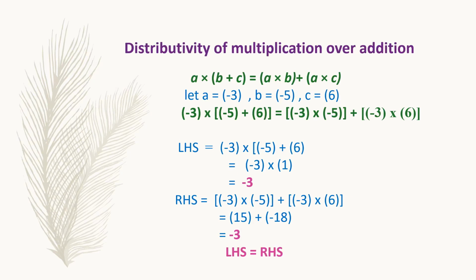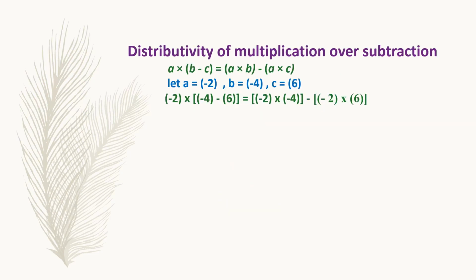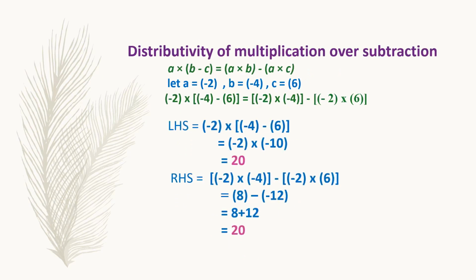We will do the same in the case of distributivity of multiplication over subtraction. Here also we can find the answer in any way. Either we solve the LHS or we solve the RHS, we will get the same answer. This property helps to find the product in a simple way, which we will discuss in the next session. I will give you some examples based on it.